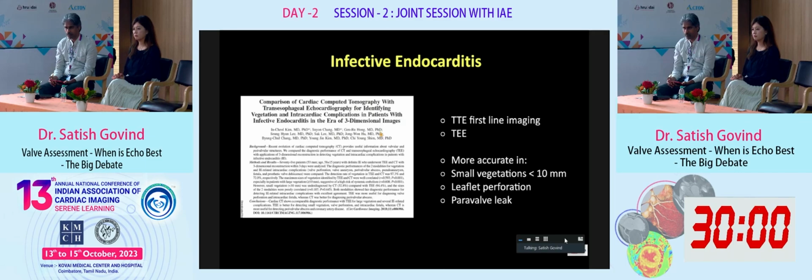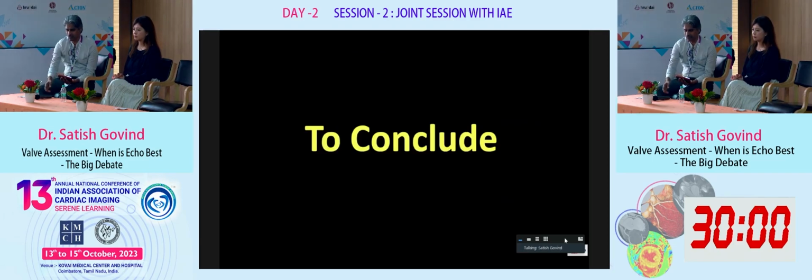And then infective endocarditis again has a very important role for echo. It is more accurate in looking at small vegetations, especially when they are less than 10 millimeters. It is able to measure the vegetations and give information, because clinical decisions are based on that. It's very accurate for leaflet perforation, and also for localizing and identifying paravalvular leaks. So that's where TTE and TEE are really useful.